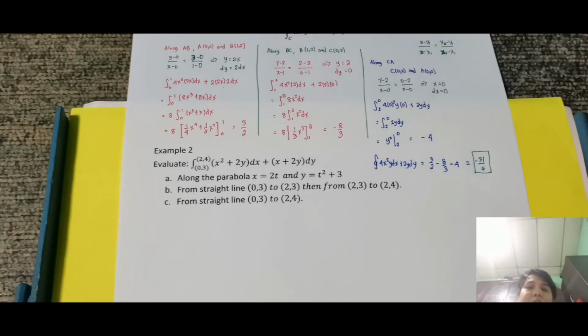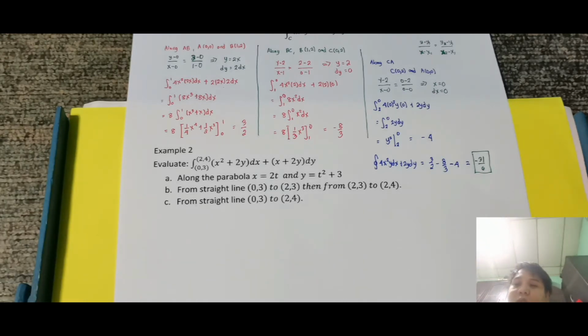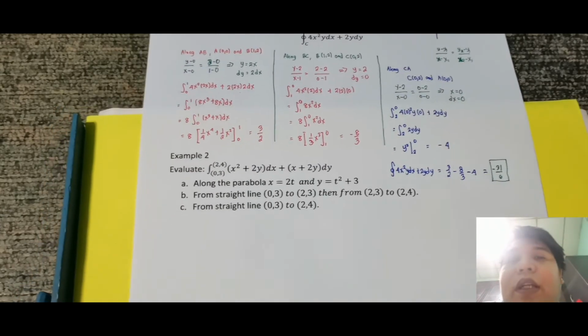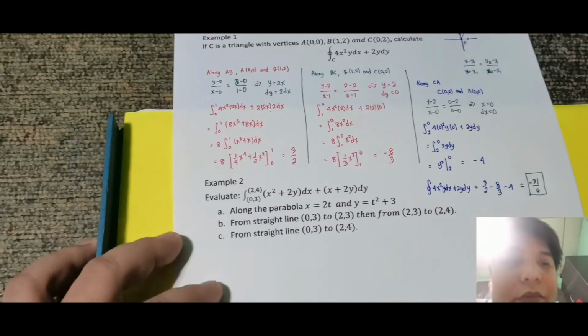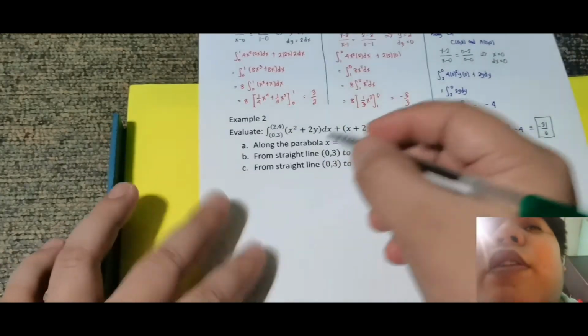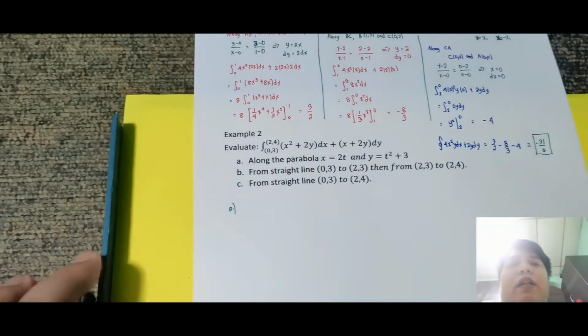Siyempre una, anong gagawin natin pag parabola? Open ko lang yung notes ko, nakalimutan ko na. Okay, so ganito gagawin. Since parabola tayo, ang gagawin natin, letter A. So for letter A, eto madali lang.